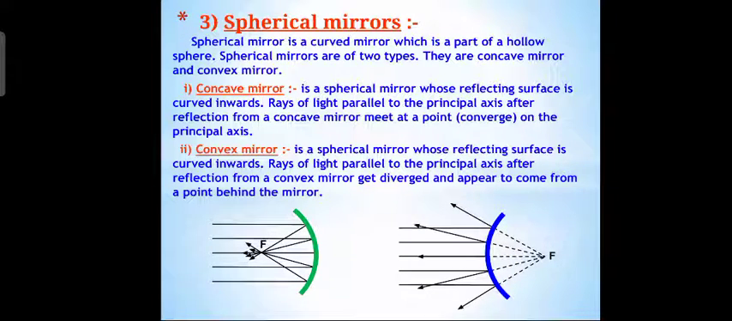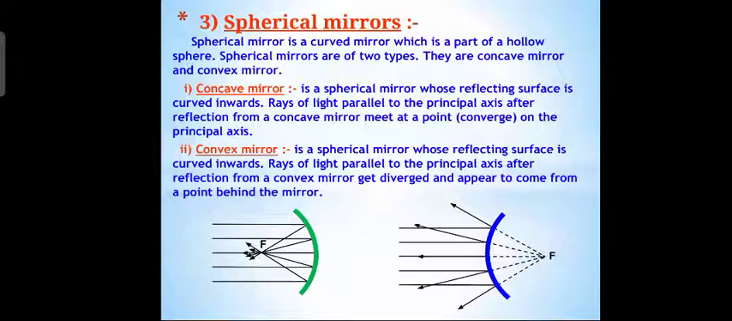Now coming to next point. This was all about the plane mirror. What do you mean by spherical mirror? A spherical mirror is curved mirror which is a part of a hollow sphere. Hollow sphere से कट करके आपने एक मिरर बनाया. कैसे? एक साइड को आपने पॉलिश कर दिया. तो जिस साइड को पॉलिश किया उसके ऑपोजिट साइड आपको रिफ्लेक्टिंग सरफेस मिली. That type of mirror is called as spherical mirror, and these are of two types. First one is concave mirror, second is the convex mirror.